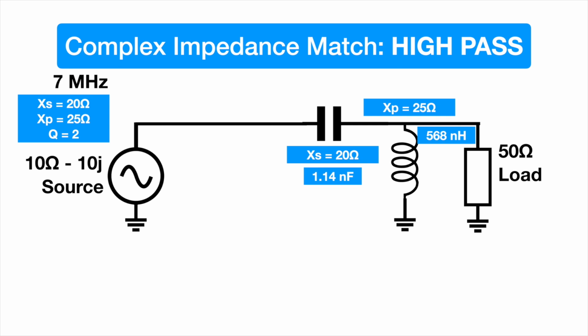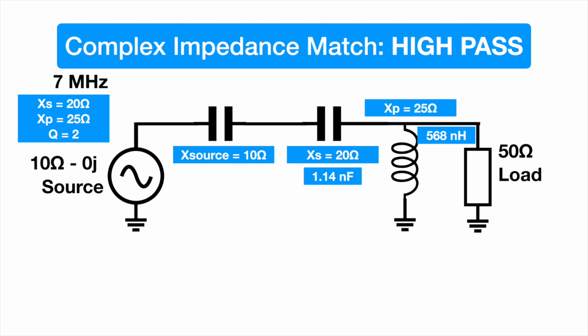What about the high pass? Well, let's take a different source now. Let's say we've got 10 ohms again, but this time we've got minus 10J. So we've got a capacitive reactance at the source. It looks like a purely resistive source of 10 ohms in series with a capacitive reactance of 10 ohms.